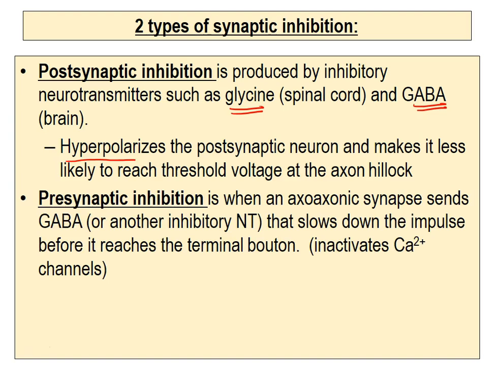In this case, an axon from one neuron synapses with the axon of a second neuron and sends GABA or another inhibitory neurotransmitter to slow down the impulse before it reaches the terminal bouton, and this results in an inactivation of calcium channels.